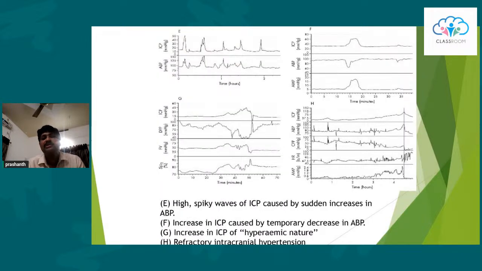And of course, the correlation with other waveforms, that is arterial waves and the flow velocity of the transcranial Doppler, can all be used to interpret the ICP, but this is not routinely used.